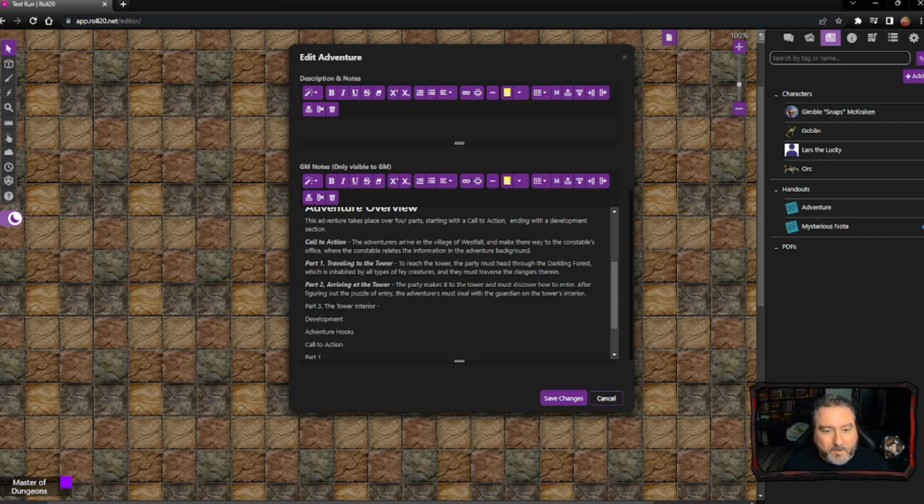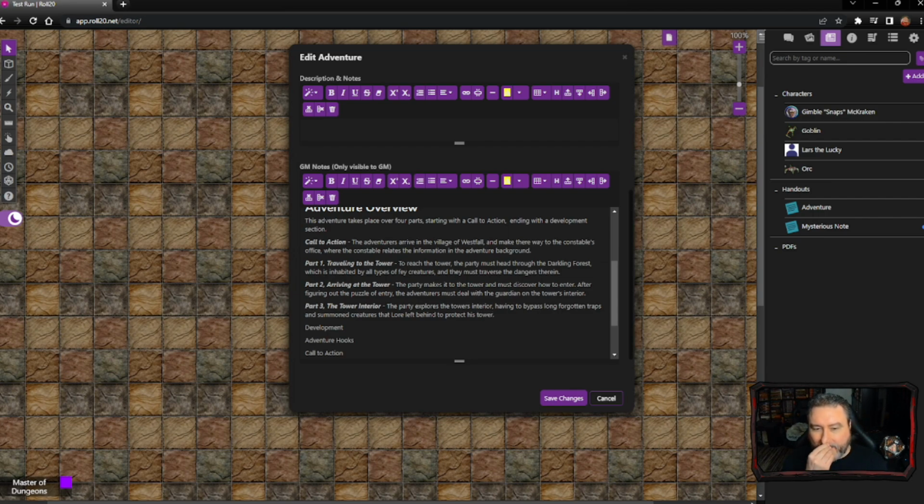So we're going to have part 3, the tower interior. The party explores the tower's interior, long forgotten traps and summoned creatures that Lore left behind to protect his tower.